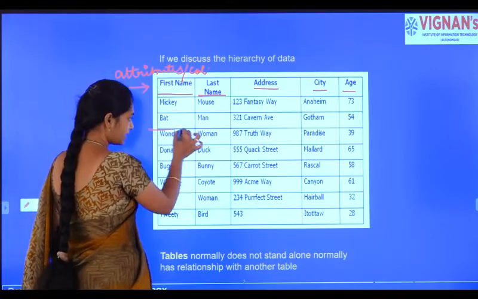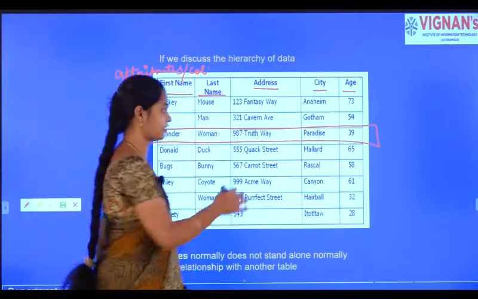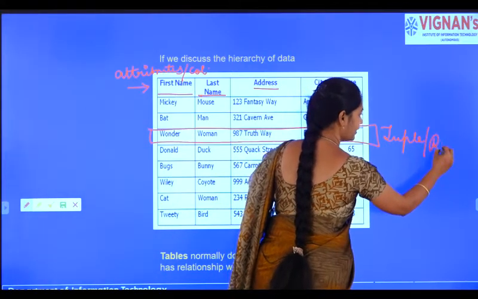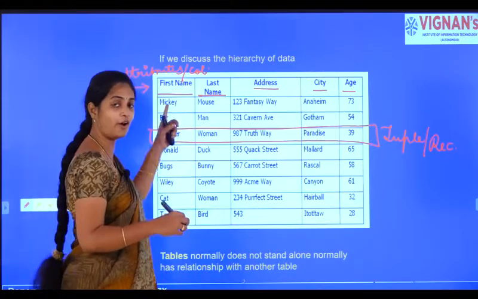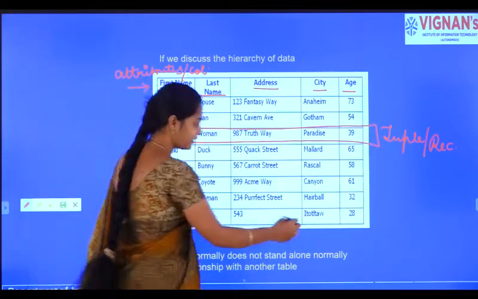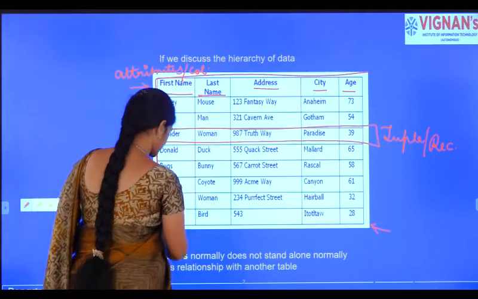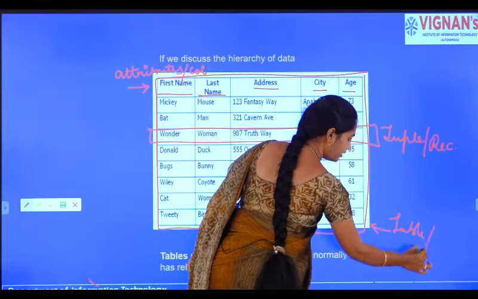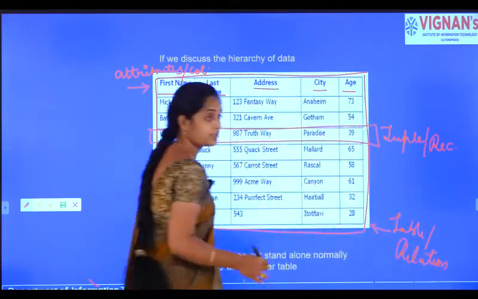Now the next one is tuples, or records. This entire record, this entire piece of information, we call a tuple or a record. So in the data hierarchy, first we have the columns or attributes, the second we have tuples or records, and the third is tables. This entire relation is the next level in the hierarchy. It is called a table or a relation.